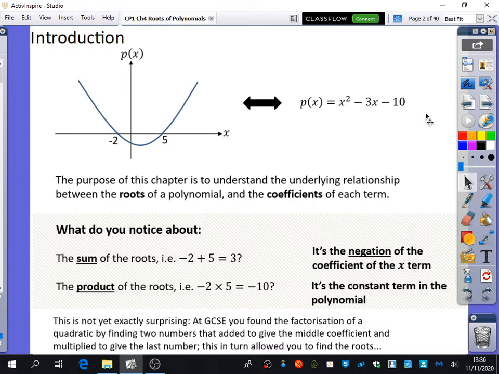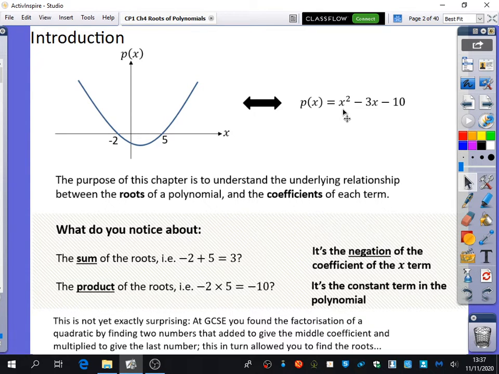And the purpose of this chapter is to try and understand the underlying relationship between the roots of the polynomial and the coefficients of each term that we've got here. And we actually know some of these things already. So what do you notice about the sum of the roots? Well, the sum of these roots is -2 plus 5, which is 3. And this happens to be the negation of the coefficient of the x term. We knew that already because of how we know how to factorize things like that.